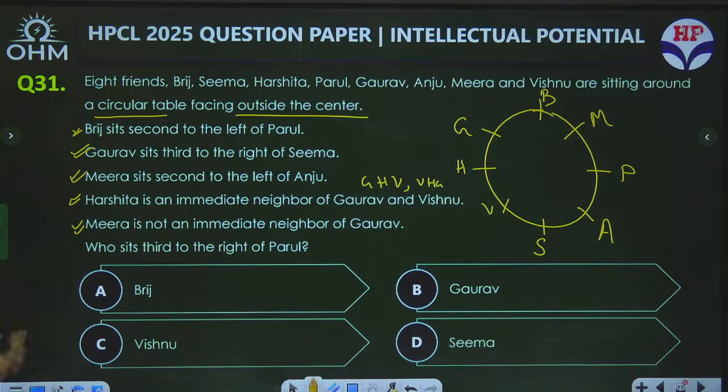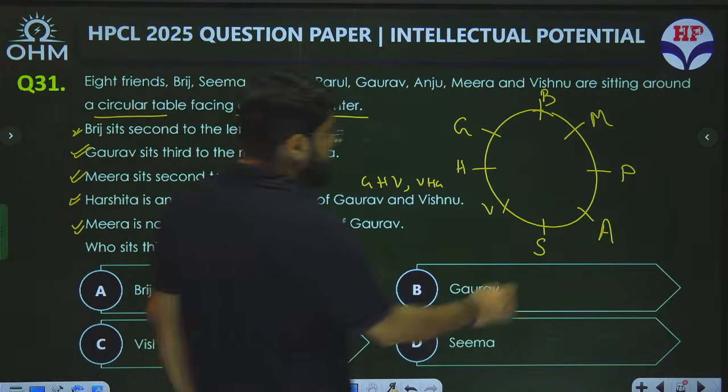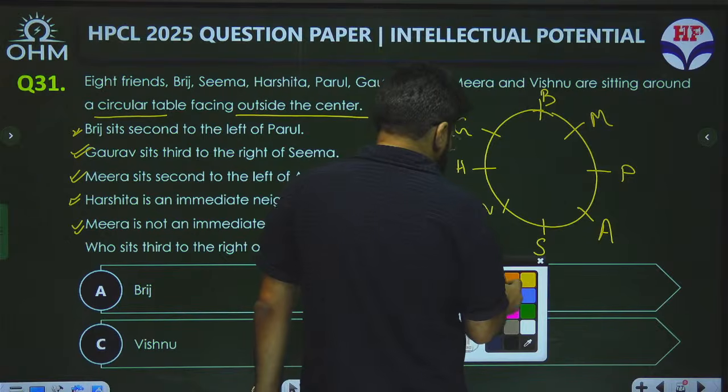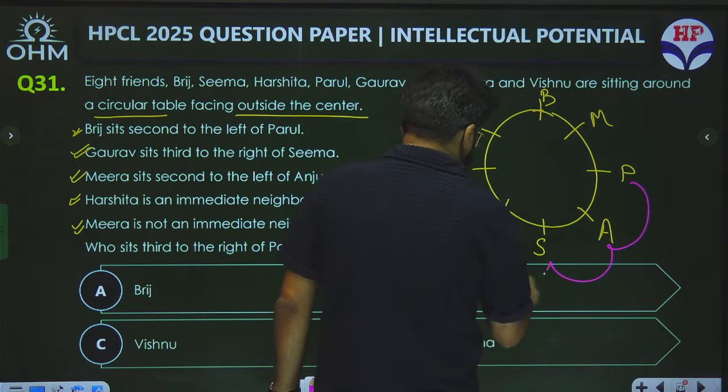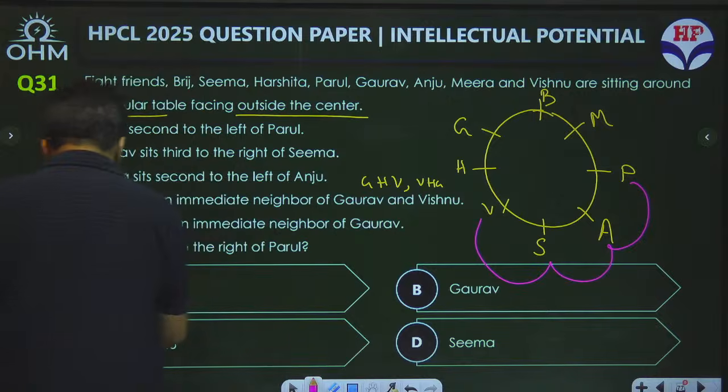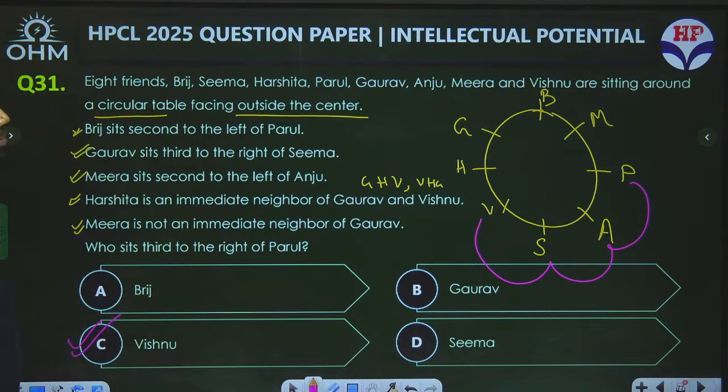Then who sits third to the right of Parul? Third to the right of Parul. This guy is Parul. 1, 2, 3. Third to the right is Vishnu then. Option number C. Yeah, this matches up. Sometimes you'll have to consider possibilities and see how things work out, right?